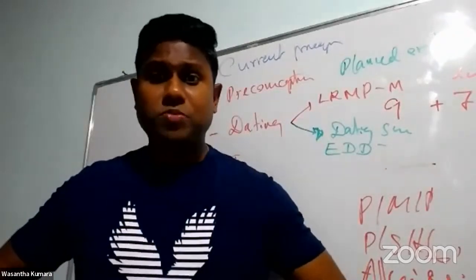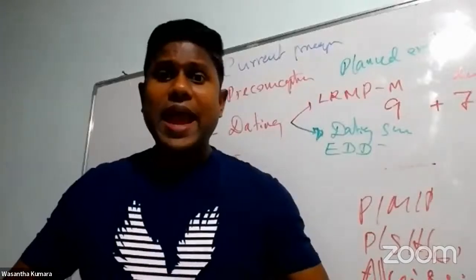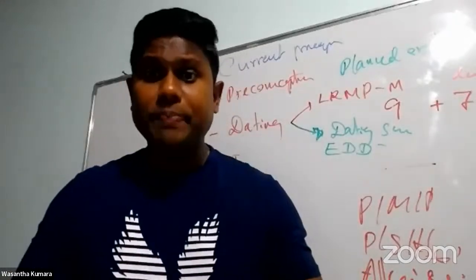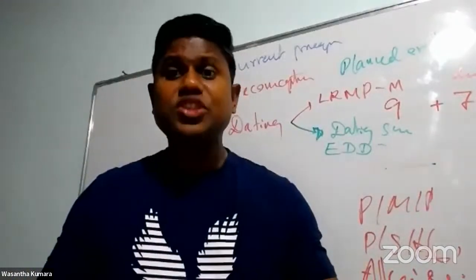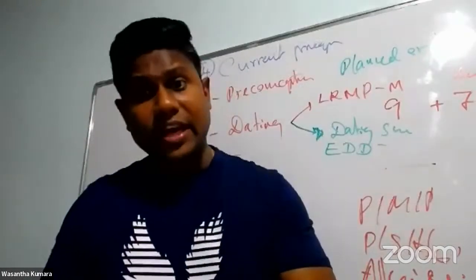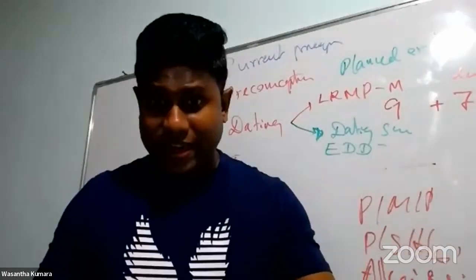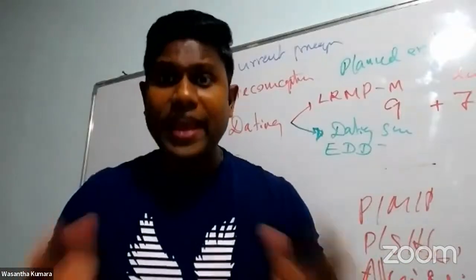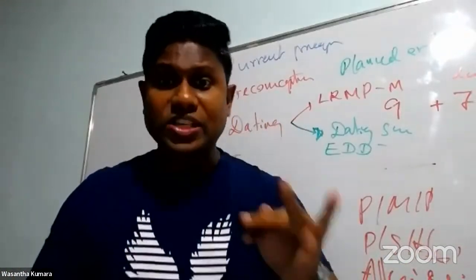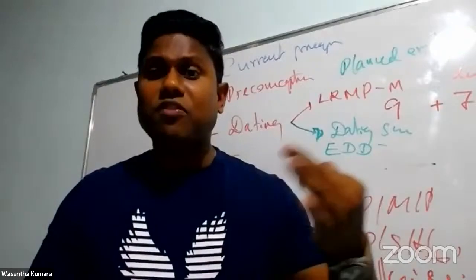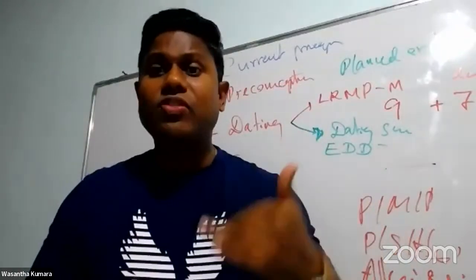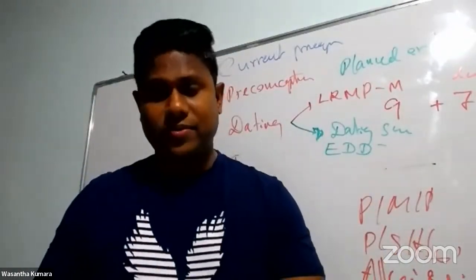So how will you present your past obstetric history? As I mentioned earlier, sir, she's a mother of two children in a third pregnancy. Her first two pregnancies were uncomplicated, and she had two vaginal deliveries. Birth weight of the babies were 3.5 and 3.1 kgs respectively.